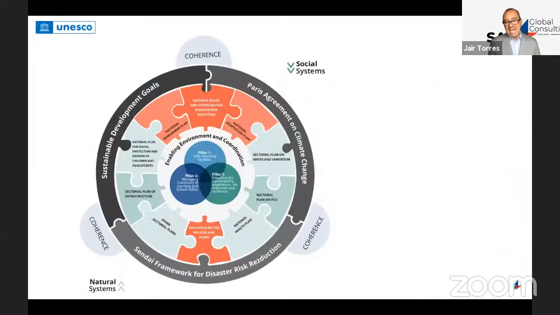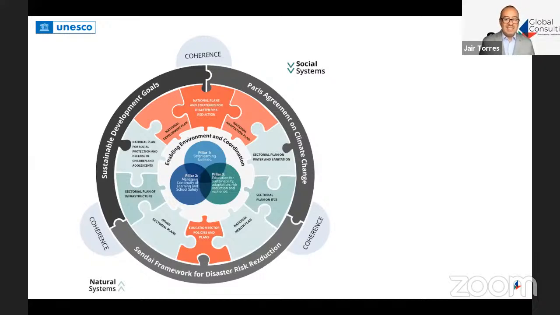So at the end, the idea here is that we can integrate the whole issue of the comprehensive school safety framework in coherence with the Sustainable Development Goals, the Paris Agreement on Climate Change, and the Sendai Framework for Disaster Risk Reduction.